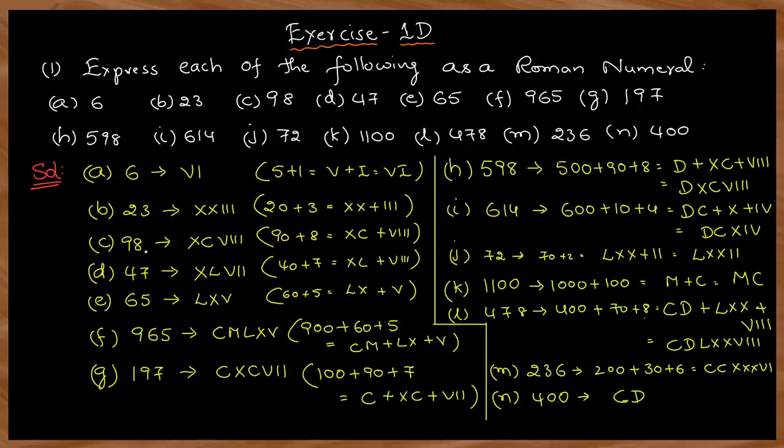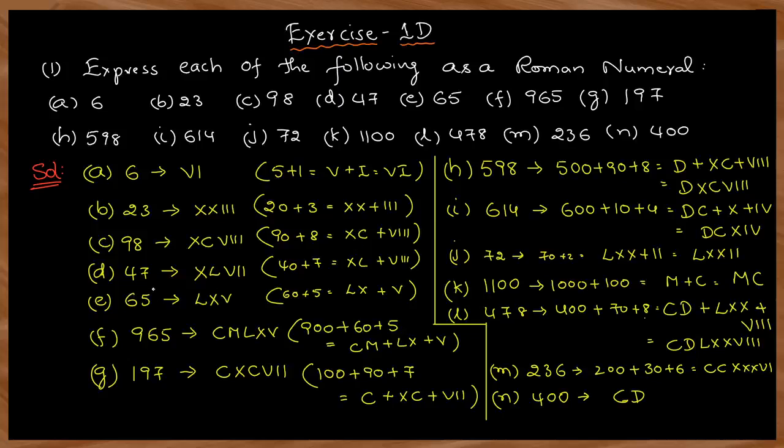Next, exercise 1D. Express each of the following as a Roman numeral. So these numbers you can write yourself also, because you know how to write these numbers from the previous class. 6, which is 5 plus 1. 23 means XXIII. 98 means XC, which is 100 minus 10, plus 8, which is 98.